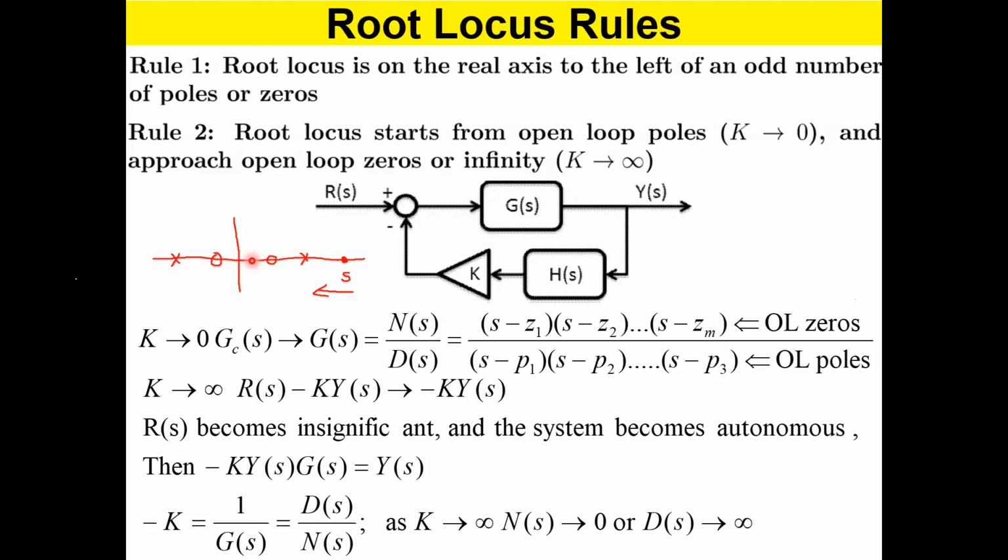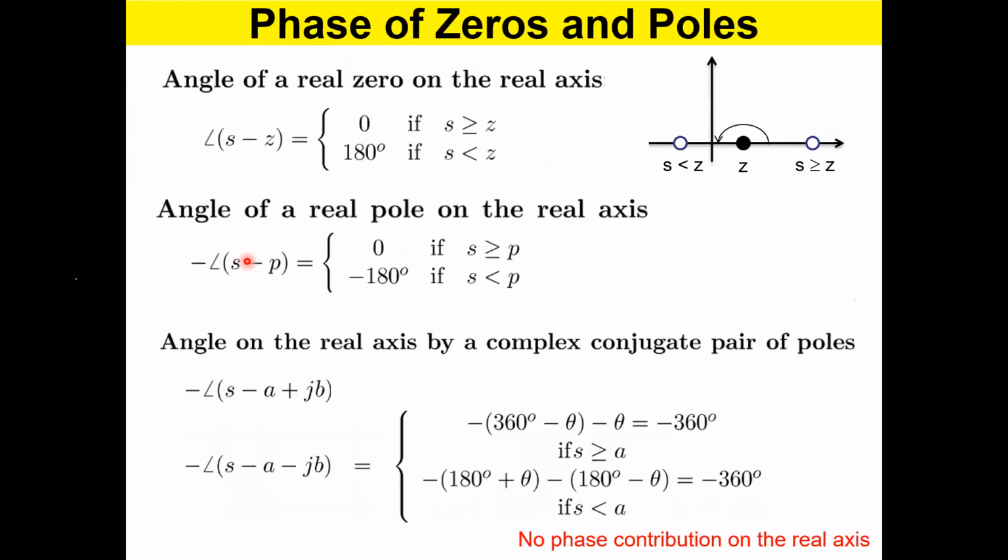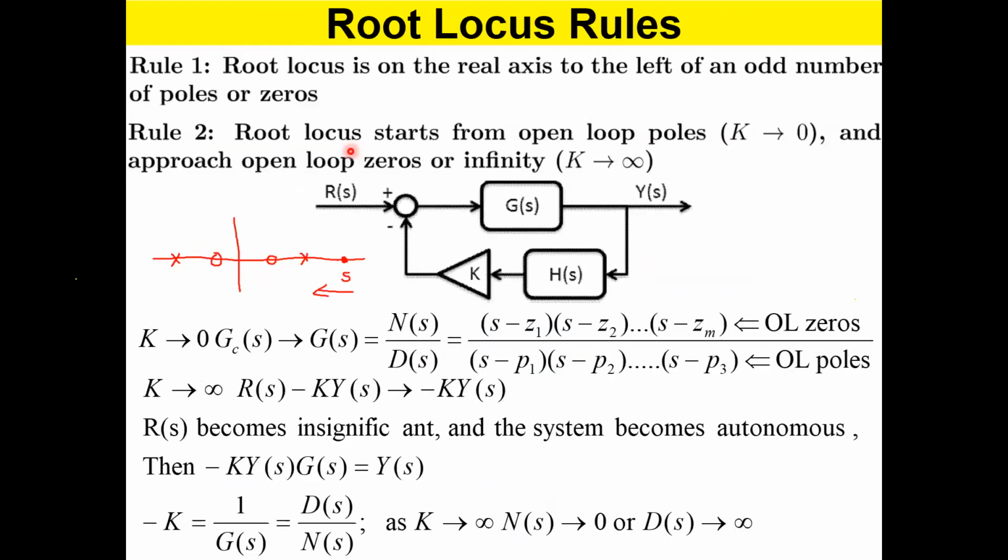What is the phase generated by this pole? There's a pole to your right. What is the phase generated by that pole? Minus 180, right? What is the phase generated by this 0? No, it's positive 180, right? It's a 0. So negative 180, positive 180, cancel out. So therefore, the phase here is 0.